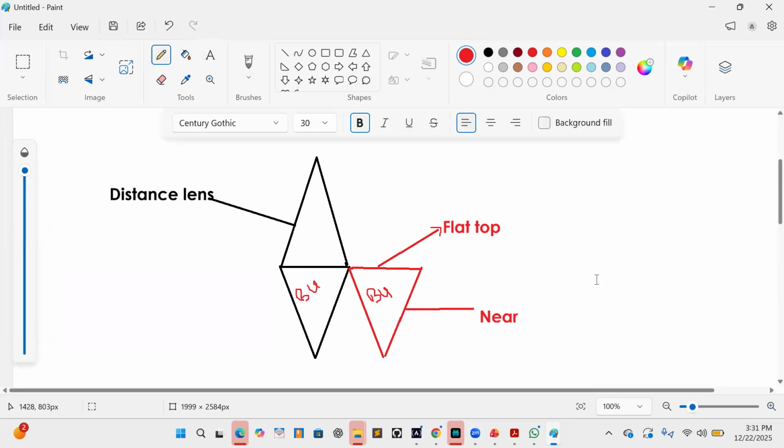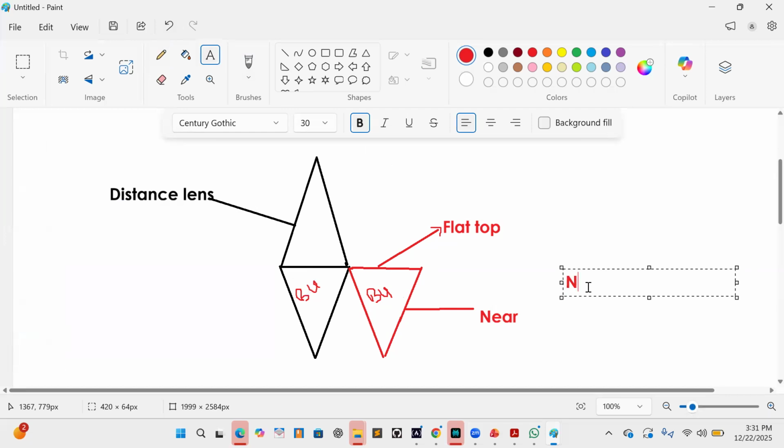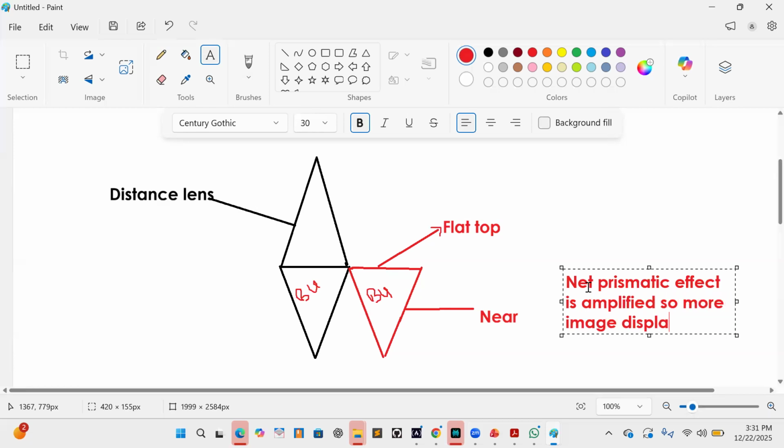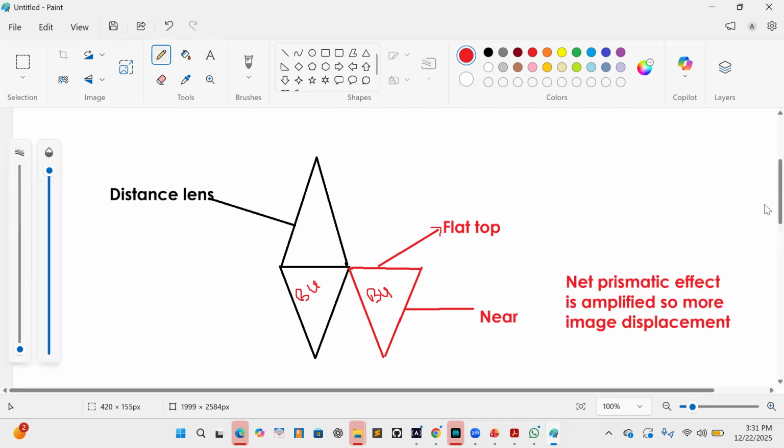So it's not good. It's going to cause a lot of image displacement. So the net prismatic effect is amplified, so more image displacement. The irony of life is that the flat top is actually good to reduce the image jump, but now it's worsening the image displacement. So what do we do? We explain that at the end of the video.